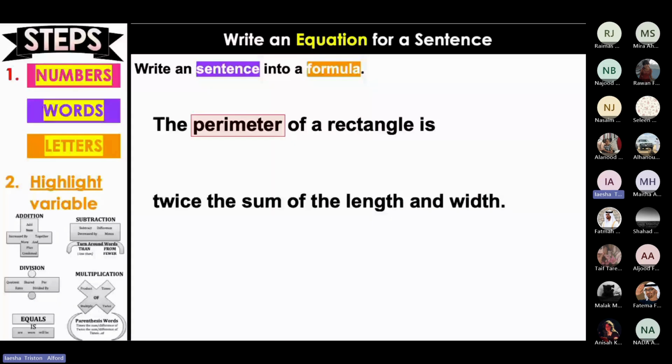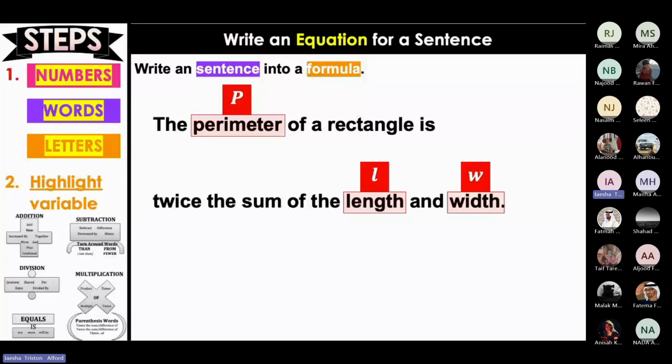So perimeter, I can use the letter P. We also have length. We can use what letter? L. We have also width. We can use what letter? W. Okay.